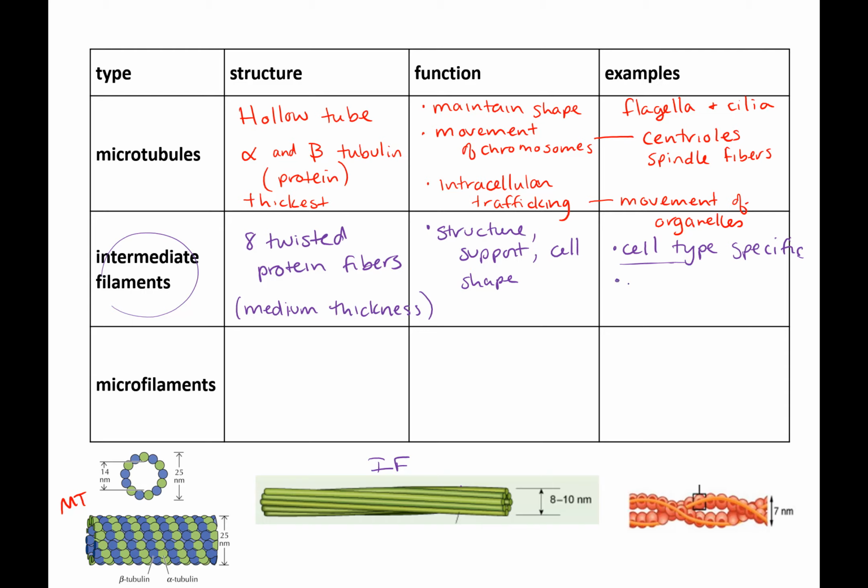Keratin, that makes up your hair and nails, or if you were a bird, your beak. That's a type of intermediate filament. And you know your nails and hairs are pretty strong.